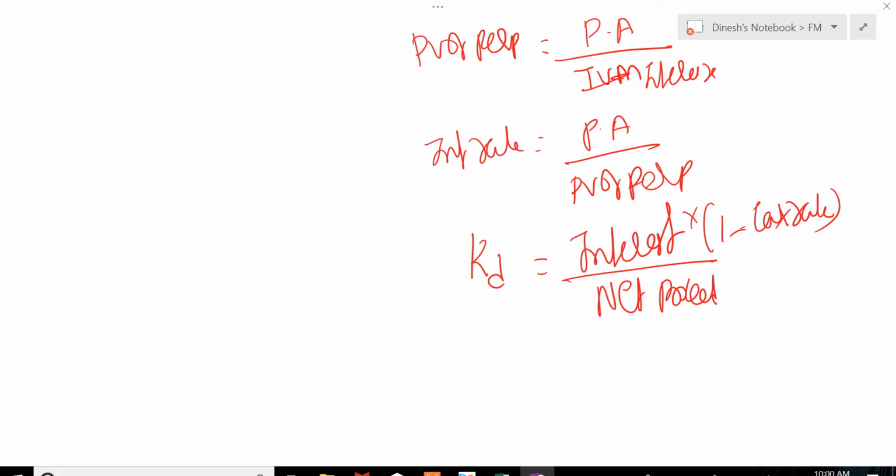Then both can be pre-tax or both have to be post-tax. Ideally, we consider both as post-tax. We do not work with any pre-tax number. So the formula is interest into 1 minus tax rate divided by net proceeds. I'll let you know if at all something is to be written. Interest into 1 minus tax rate by net proceeds. Any doubts on the formula?